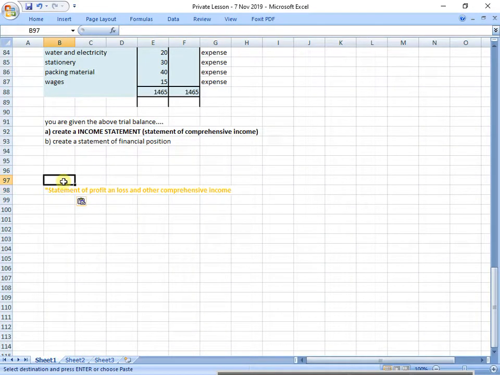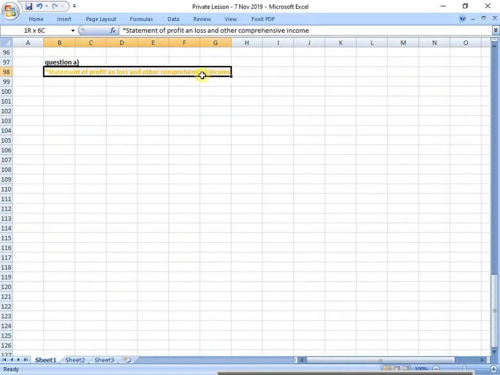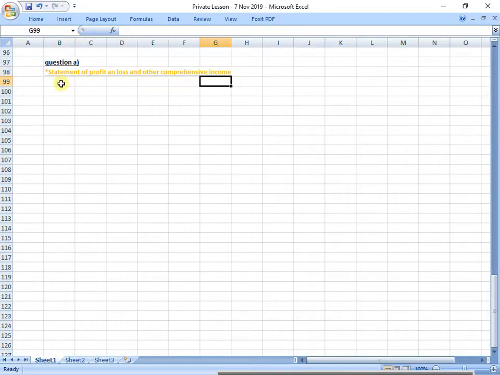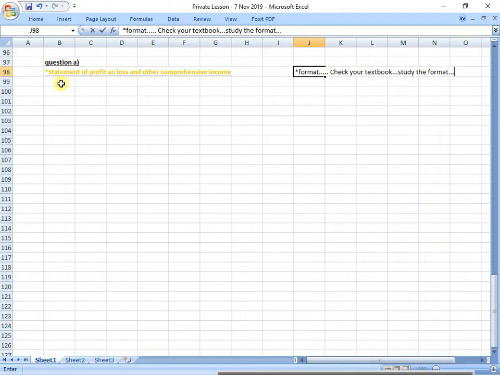Okay, this would have been question A. Now I'm going to create the answer. There's my heading. Right, what does the statement look like? Well, the format you need to study. The format will be given to you in your textbook. Check your textbook and study the formats. That you just need to go and learn. I'm going to use a simple format. You use the format that's in your textbook, but the format will be similar, just a little bit different.